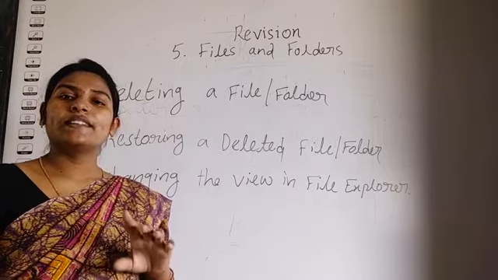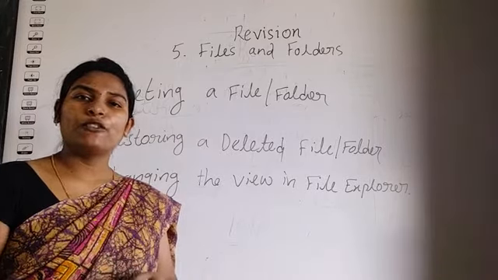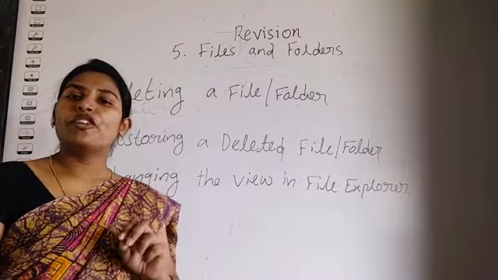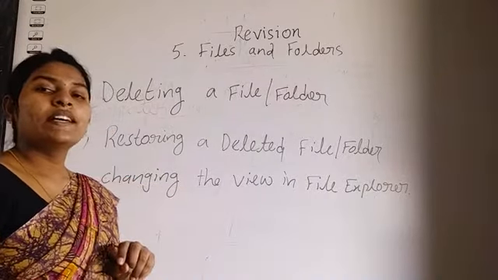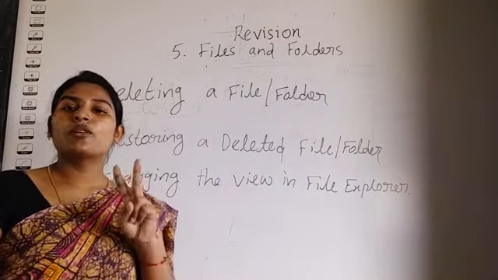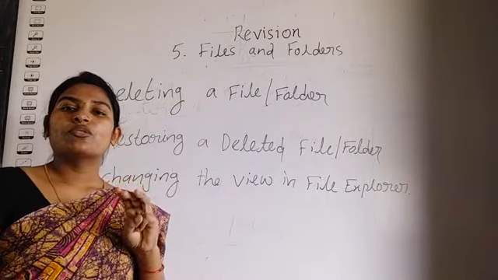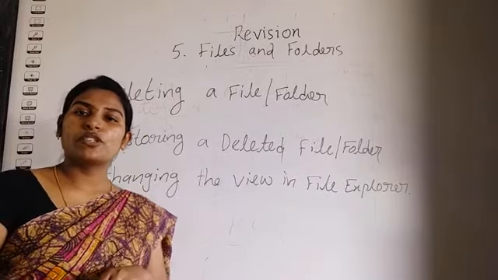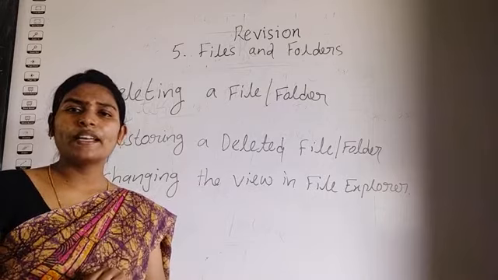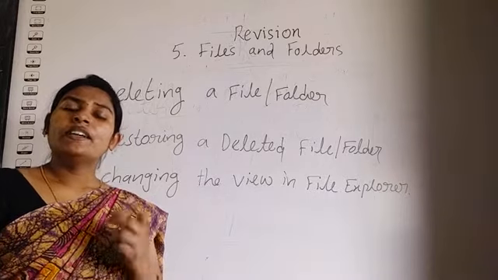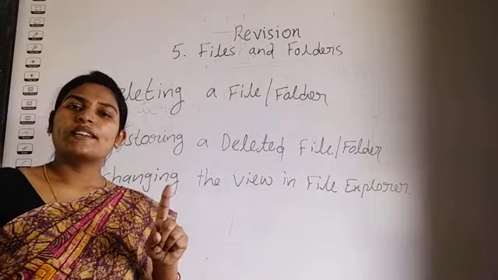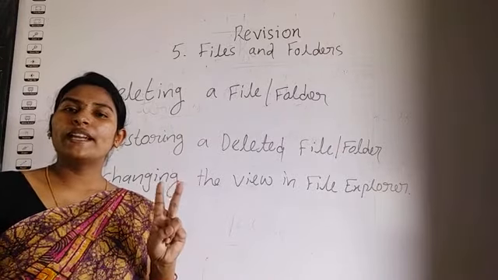After selecting the file or folder, go to the Home tab. From there, the delete option is there. Click the delete option. When you click the delete option, two or three sub options you can see. That is one, recycle bin, and another one, delete permanently. These two only you need. One is recycle bin, second one is delete permanently.